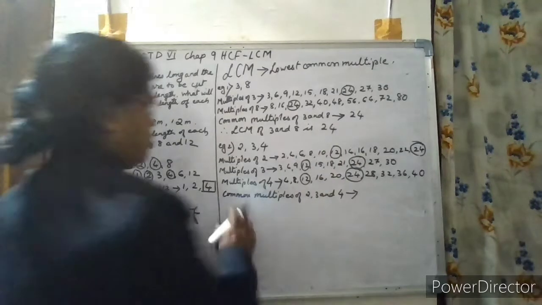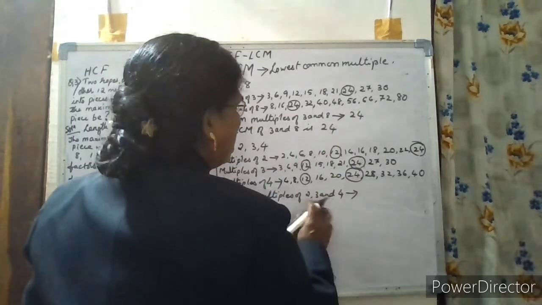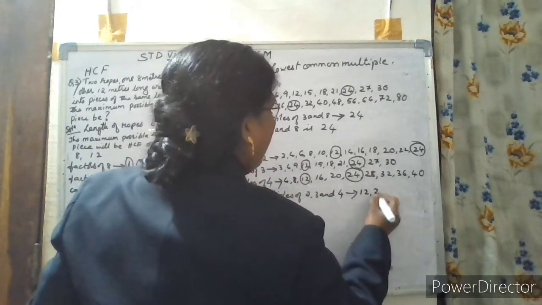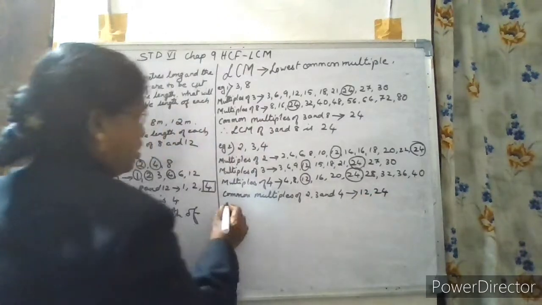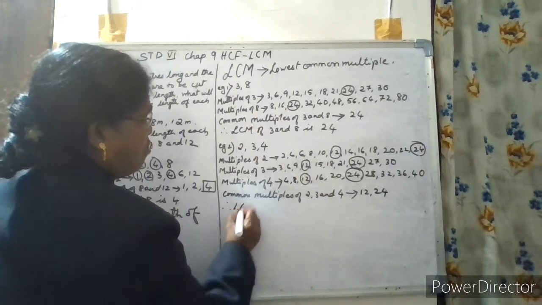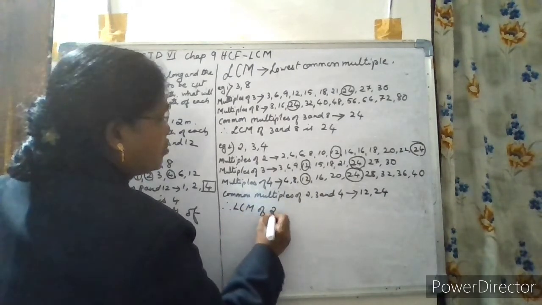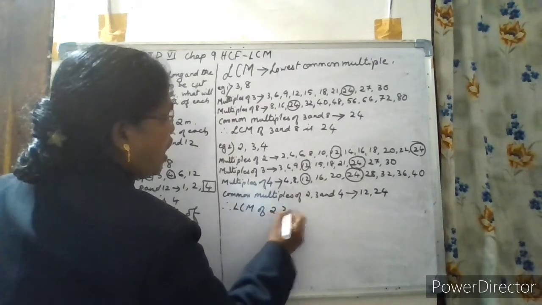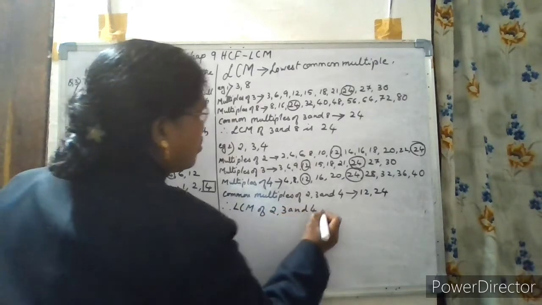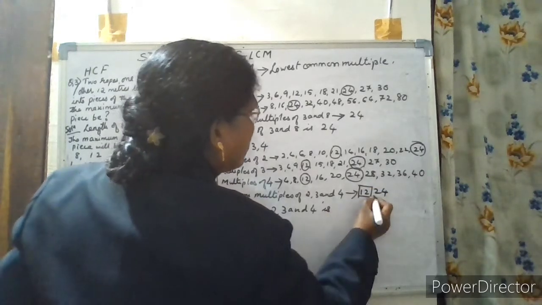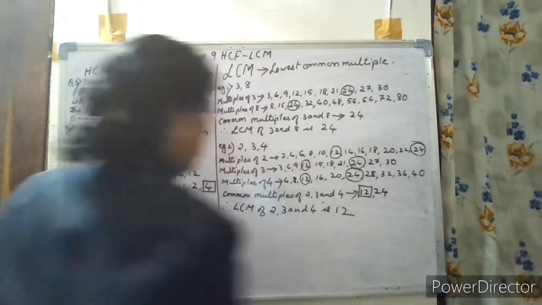So common multiples of 2, 3 and 4 are 12 and 24. Therefore, the LCM of 2, 3 and 4 is the least one, that is 12. So this is all about LCM.